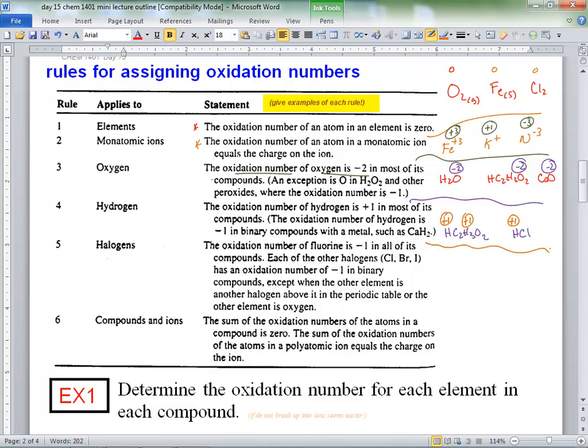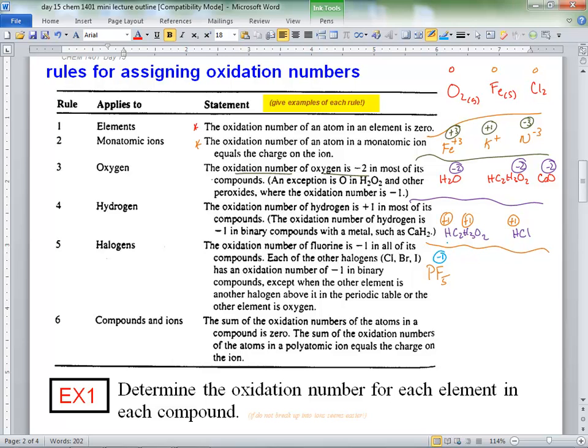Fluorine is -1 all the time. What would be an example of fluorine? PF5. I'm just making some stuff up. Fluorine is always -1. Each fluorine atom is -1. That allows us to figure out something like phosphorus.